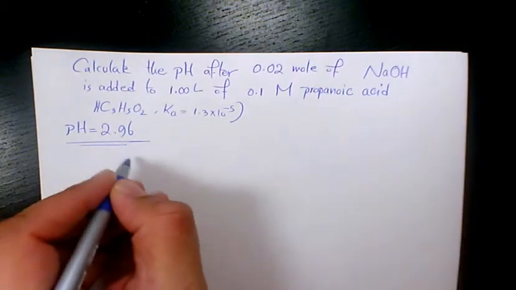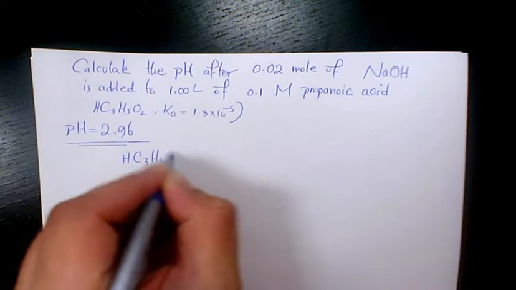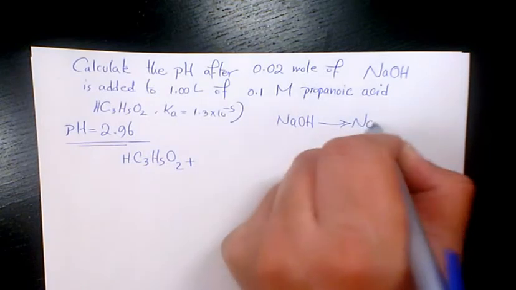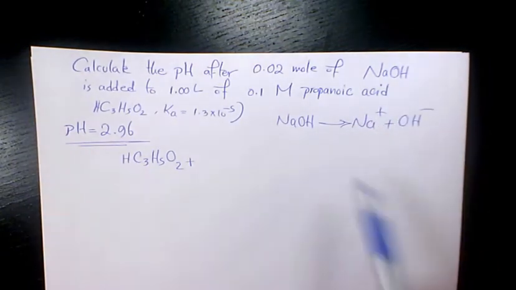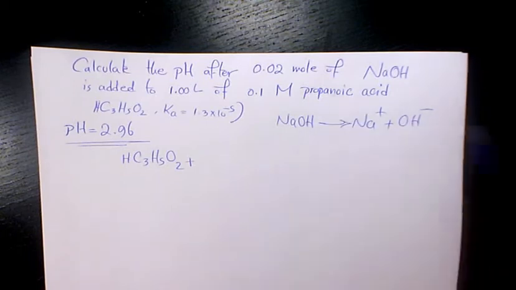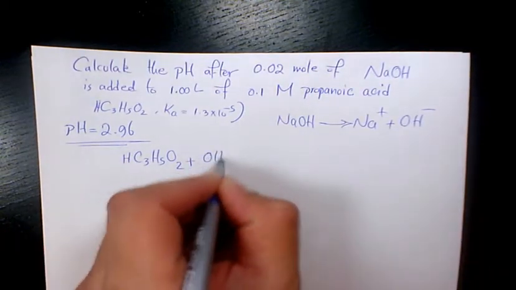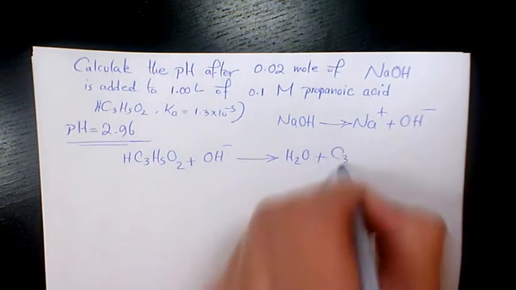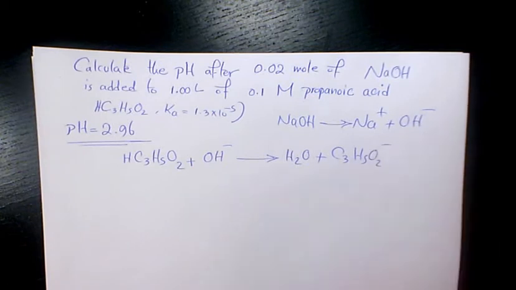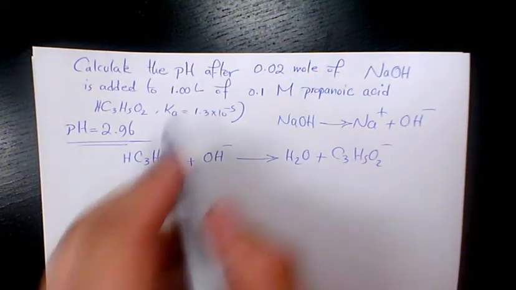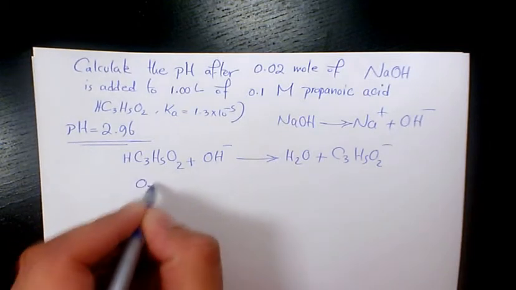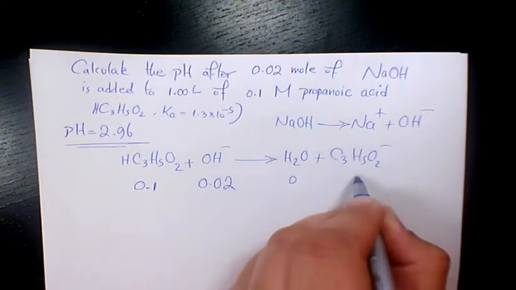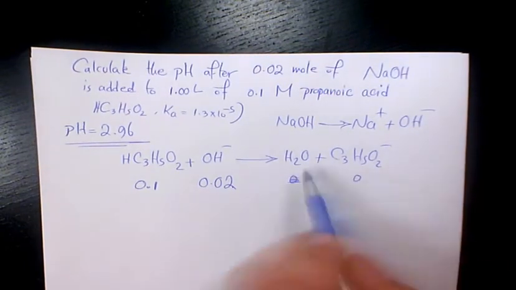So I'm going to write the acid-base reaction. Acid plus NaOH. Since it's a strong base, it dissociates completely into its ions, so the number of moles of hydroxide is going to be 0.02. So acid plus 0.02 is going to give me H2O plus the conjugate base. Here we have 0.1, 0.02, and here we have 0 and 0. Don't worry about H2O because that's liquid.